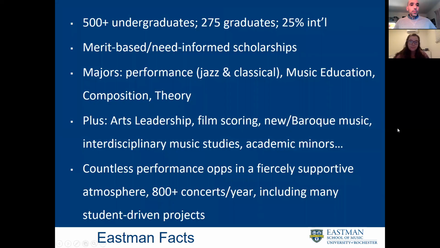Some quick facts about the school. We have an undergraduate program of about 500 students, another roughly 275, 280 graduate students at any time. About 25% of our student body is international. We do have a robust merit-based and need-informed scholarship process. So all of the students admitted to Eastman are considered pretty much automatically for a merit scholarship, but we encourage all of our applicants to submit FAFSA and CSS profile for full consideration of all available funds.